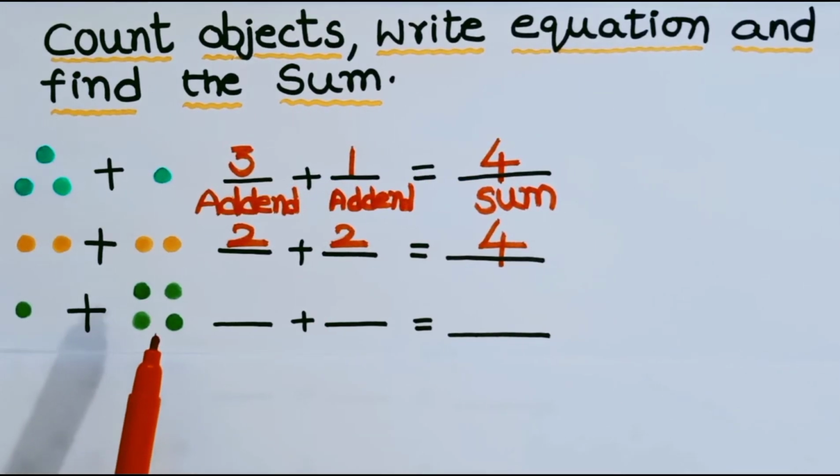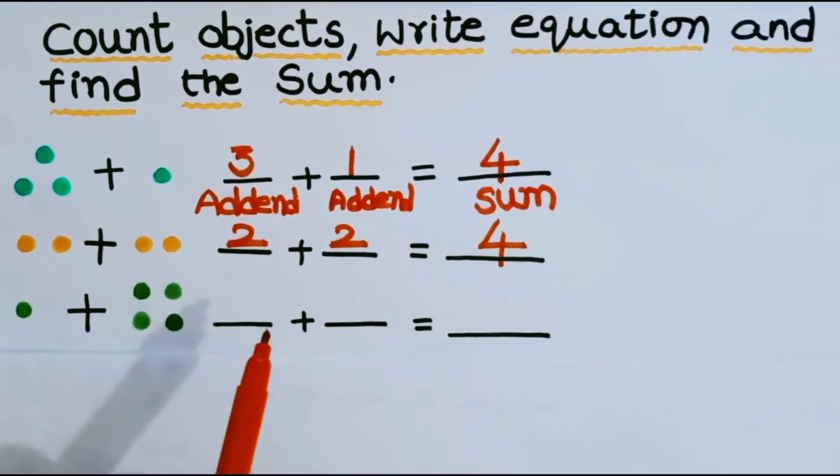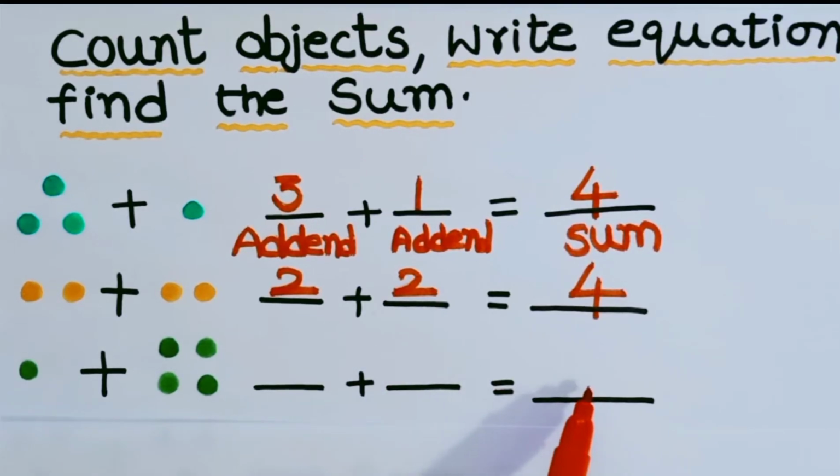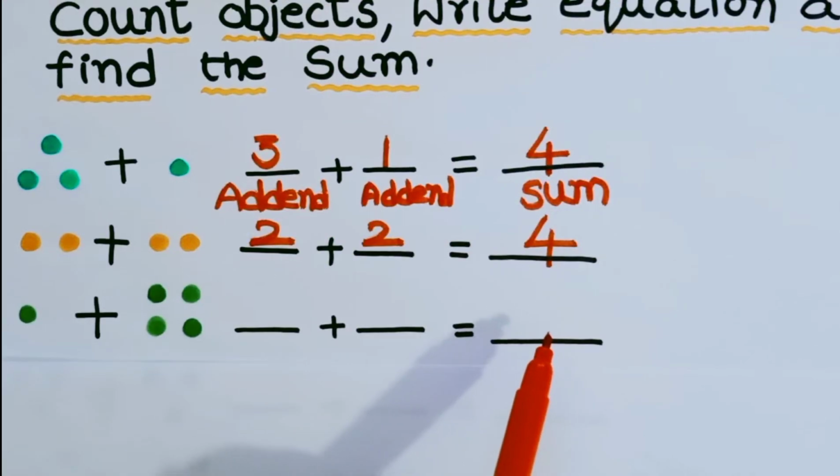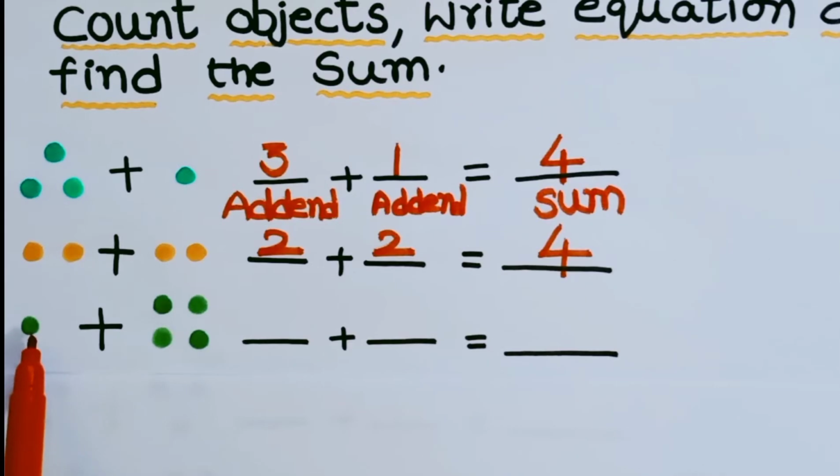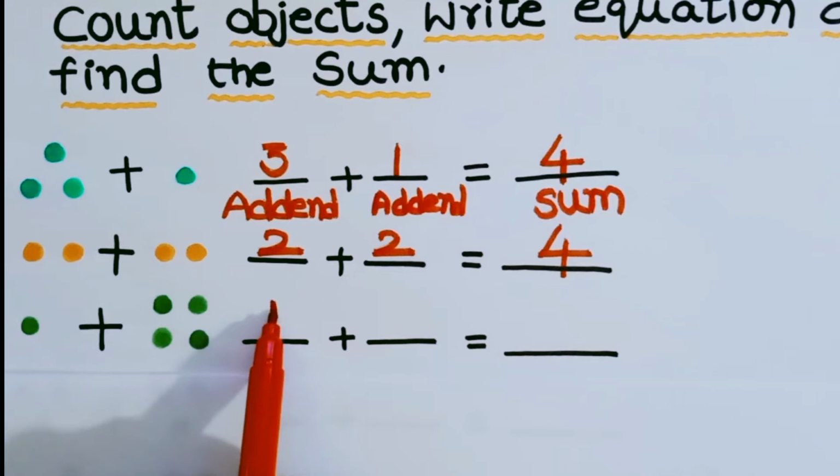Children, look at the next addition equation. In this equation also we have to find the two addends and also the sum. We have to count the objects here and we have to write this addition equation. We need to find out the sum. Here also what is the object? It is a green circle. Then how many circles are here? Only one. So the first addend is 1.